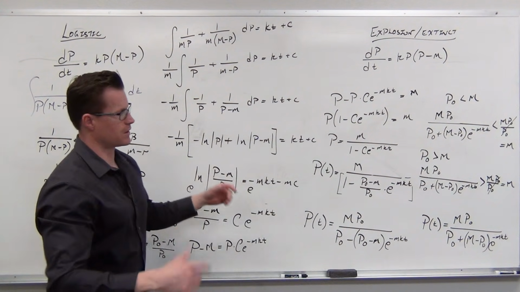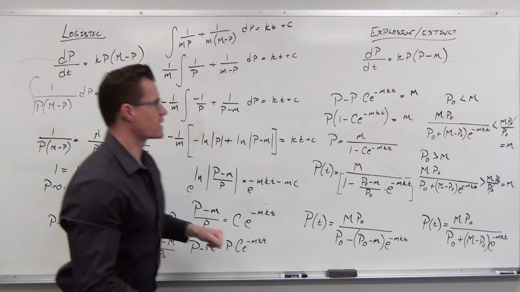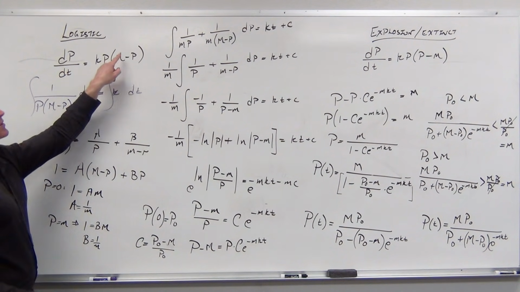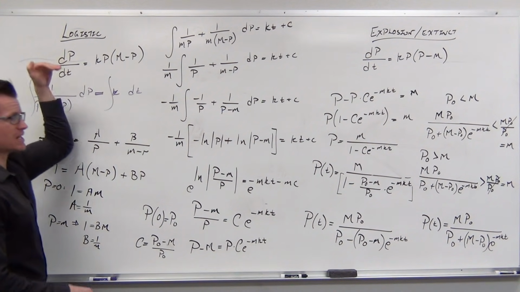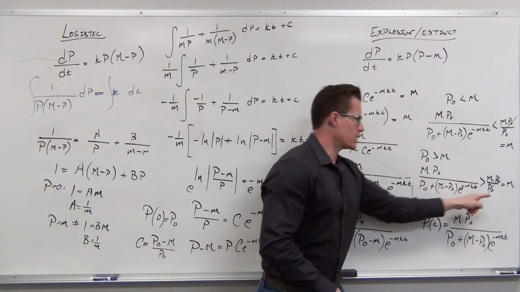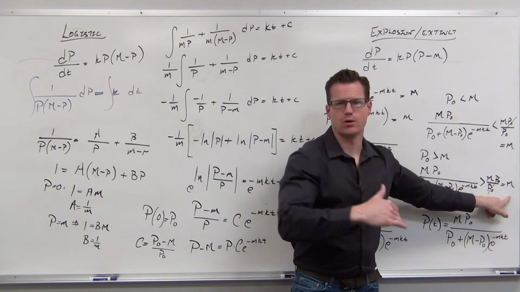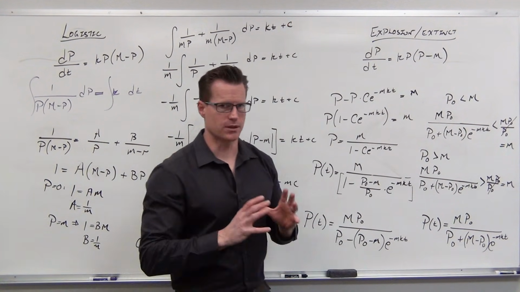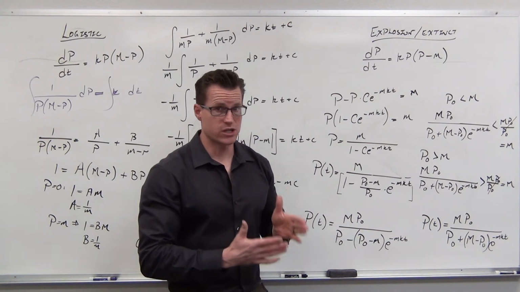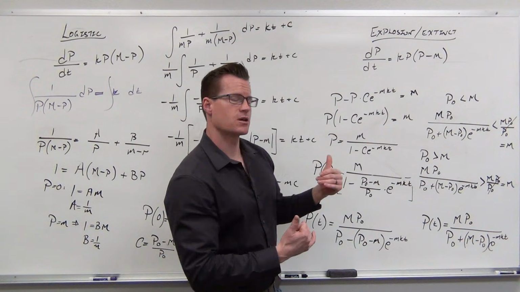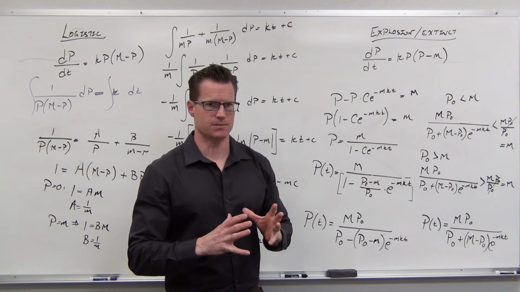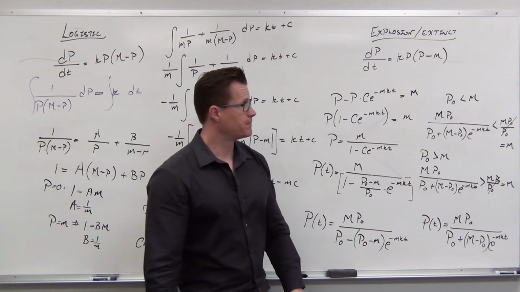Now, what if the other case? What if our initial population is greater than m? This is bigger than that, gives you a negative. It says population is decreasing, but we have another bound. We're decreasing until we reach m. So in either case, for the logistic equation, we're going to reach m, this carrying capacity or limiting population. That's all that can happen.